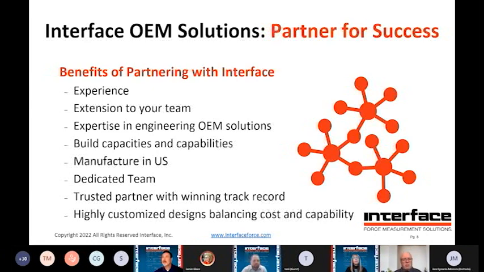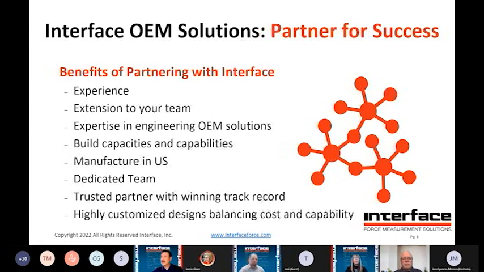segment there. Our build capacities and capabilities. We've got a dedicated team that we've got set up for OEM. So along with that dedicated team, we've got a dedicated location, a dedicated line for the high volume products. Manufactured in the U.S. Yep, right here in Scottsdale, Arizona. So we've got support here in the U.S. Not only sales support, obviously engineering and manufacturing and supply chain. So we handle it all from here.